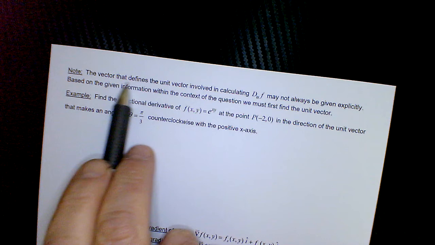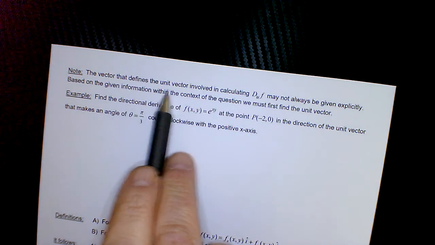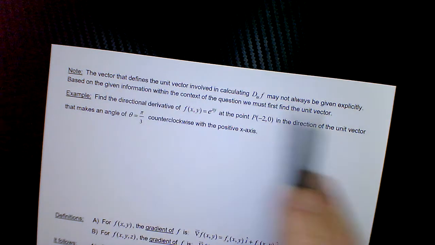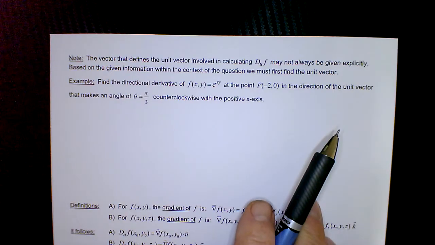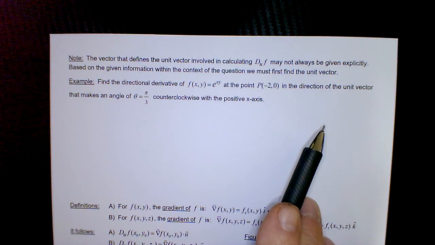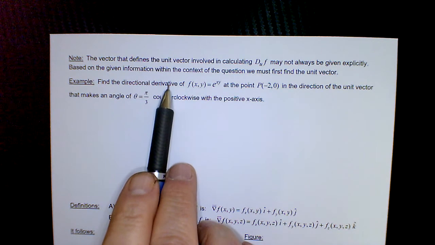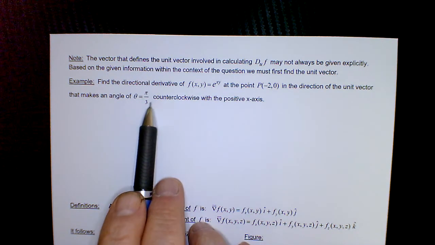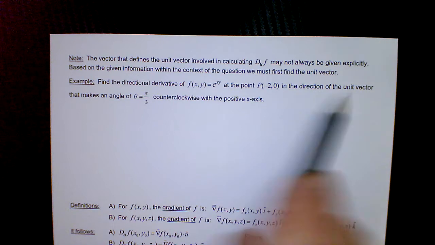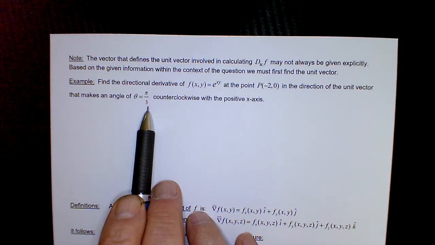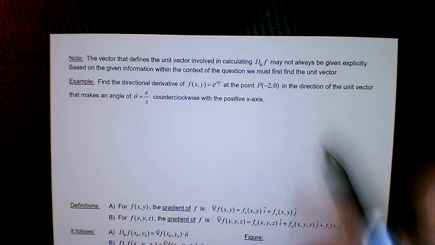There's a little note at the top of the next page that sometimes the vector that defines the unit vector is not always given explicitly. Like in the last two examples, in the first example the unit vector was given, and in the second example a vector was given and we had to find the unit vector. But here's a situation where we're just going to have to use the given information to first find that unit vector. So it says find the directional derivative of this function at this point, in the direction of the unit vector that makes an angle of theta equals pi over 3 counterclockwise with the positive x-axis.